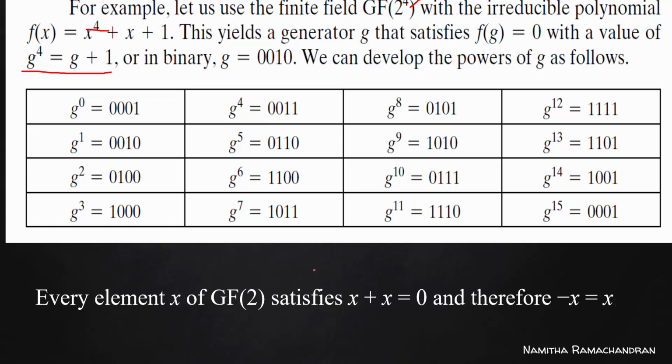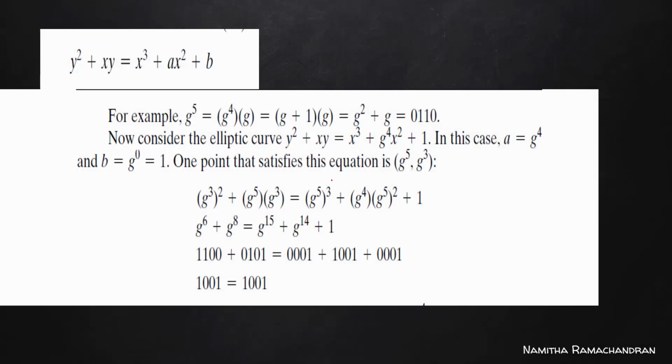And g power 5, how to calculate g to the power 5? g to the power 5 is actually g to the power 4 into g. What is g to the power 4? g to the power 4 is g plus 1 into g. We can perform this operation, that is g square plus 1. What is g square? That is 0, 1, 0, 0 plus 1. Okay, so consider this operation, g to the power 4 into g, g plus 1 into g, that is g square plus g. Sorry, not g square plus 1, this is g square plus g.